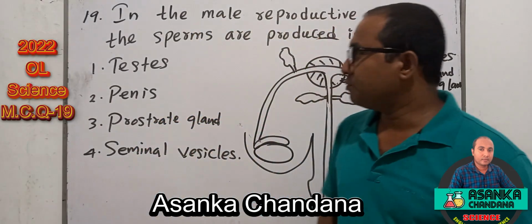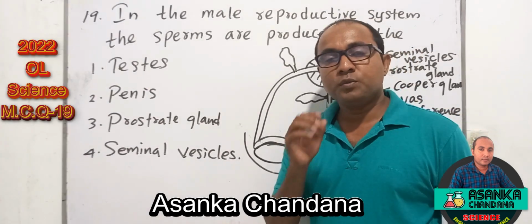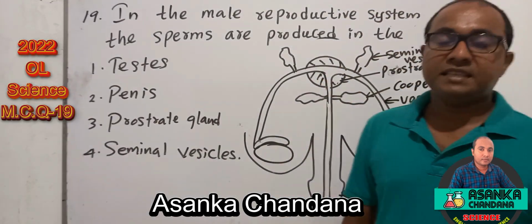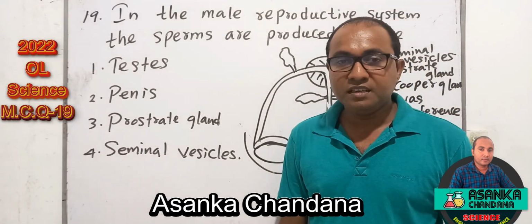Right now, this is the easiest question. You all know. You must remember that sperms are produced in the testis. Sperms are produced in the testis, right?